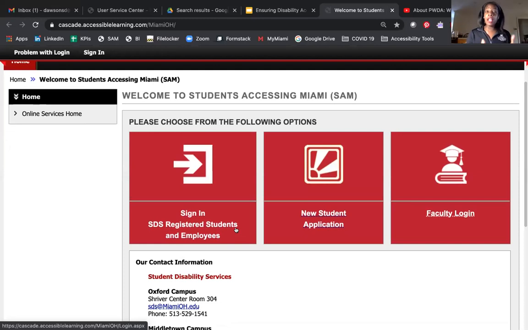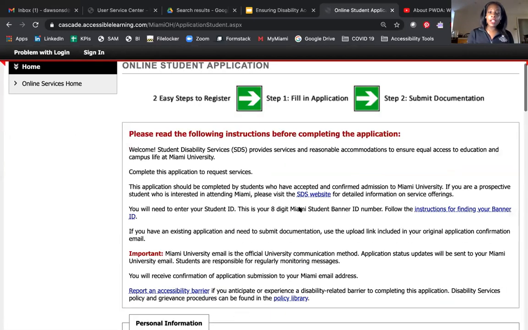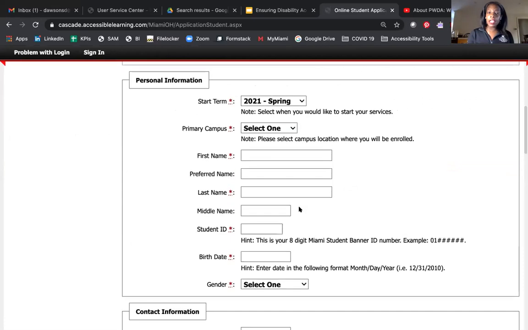The way that we go about doing that is what you see here, which is our students accessing the Miami SAM portal. Students go to miamioh.edu/SAM. We educate them on how to connect with us in a variety of places and spaces so that they're seeing it multiple times. And students do a new student application in order to affiliate with our office. It is a very short application that you see here. We try to make sure we're very inclusive.